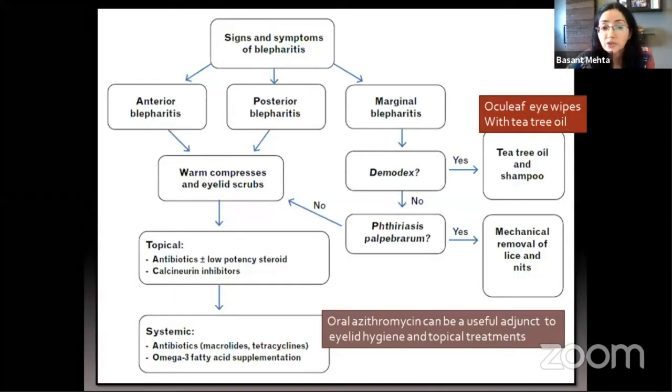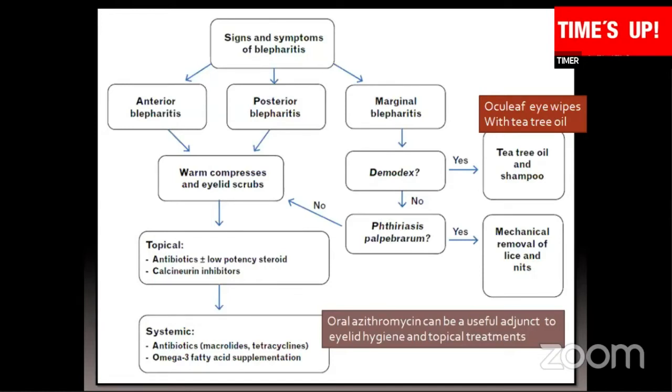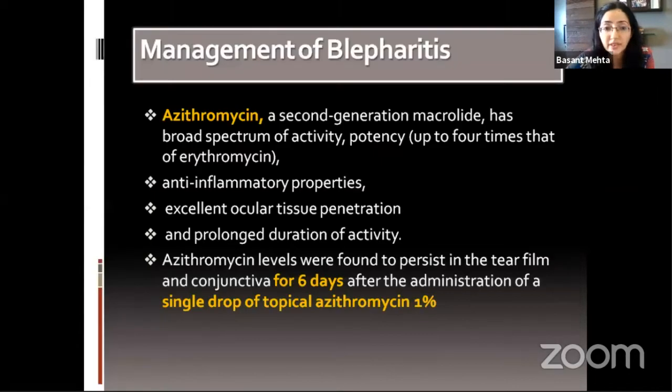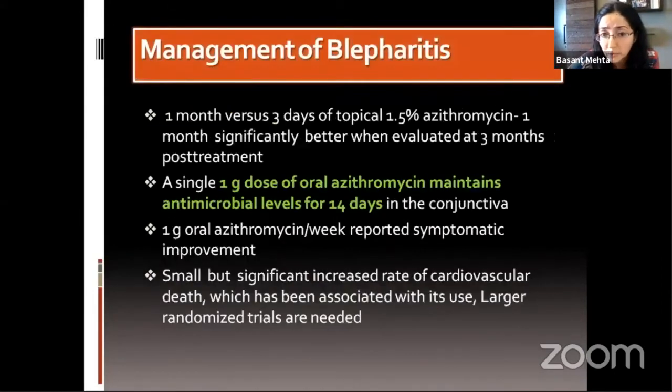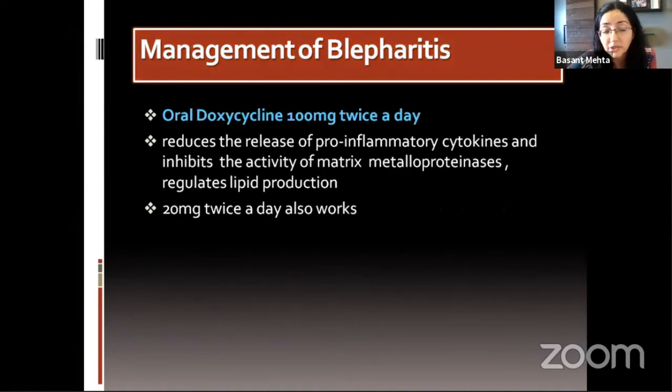Treatment is usually in the form of lid hygiene, warm compresses, topical antibiotics, low potency steroids, and for refractory cases, we may need to use topical cyclosporine and even tacrolimus. Oral azithromycin is a very useful adjunct to eyelid hygiene and topical treatment. It's got a much broader spectrum of action. 1 drop of azithromycin persists in the tear film for up to 6 days, and 1 gram single dose of azithromycin maintains an antimicrobial level for 14 days in the conjunctiva.